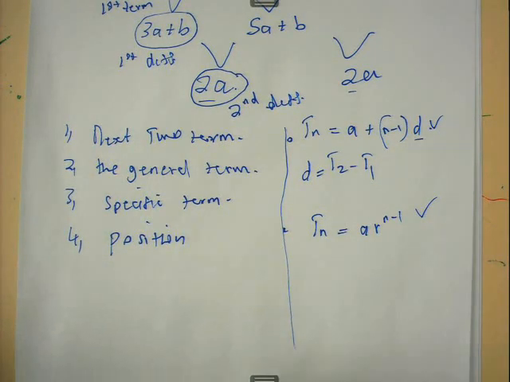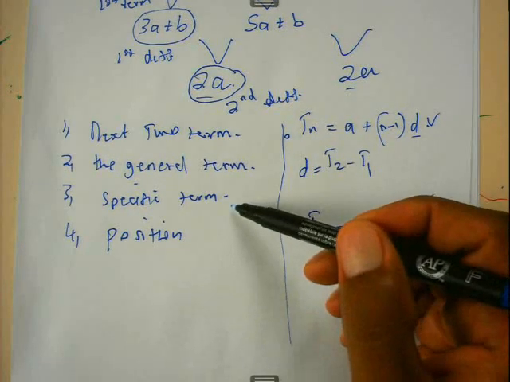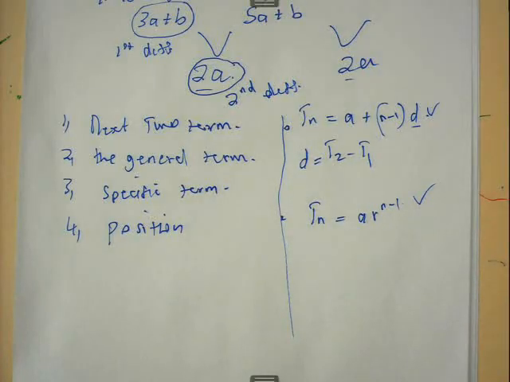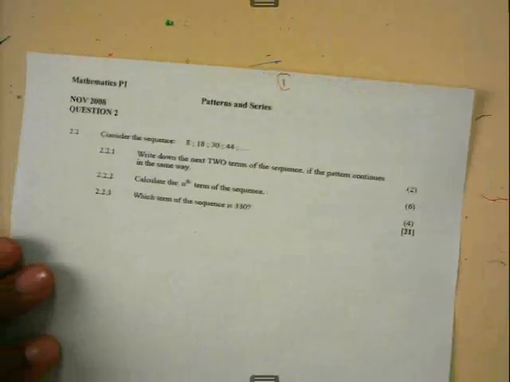Right, boys and girls, now let us focus on the quadratic pattern. What is important here? In a quadratic pattern, the second difference must be the same. And from the quadratic pattern, we must be able to identify the next two terms, the general term, the specific term, as well as the position. Of course, boys and girls, let us now look at the past paper to see what we can do to apply what we have just reminded ourselves about.